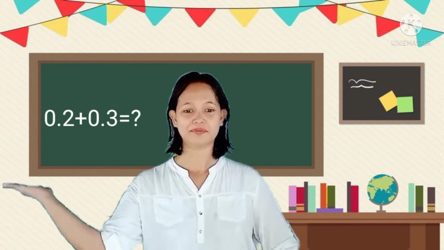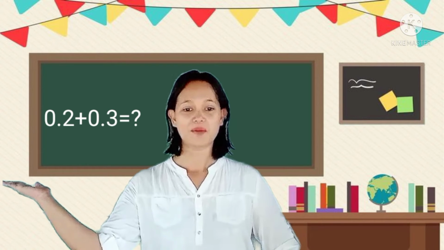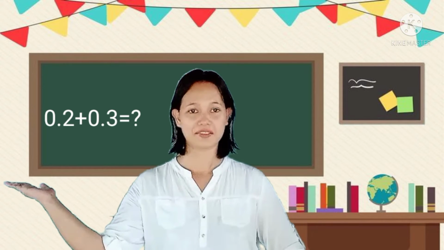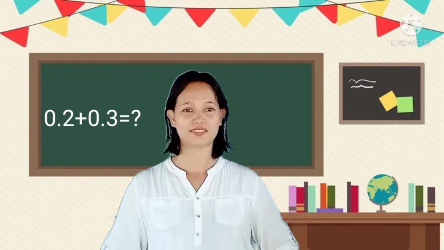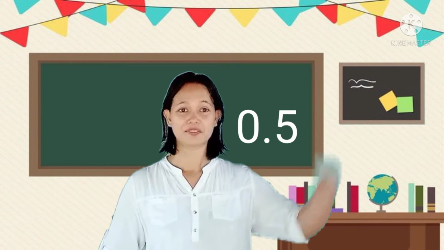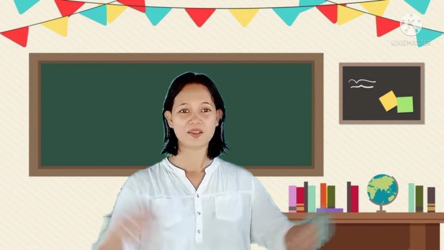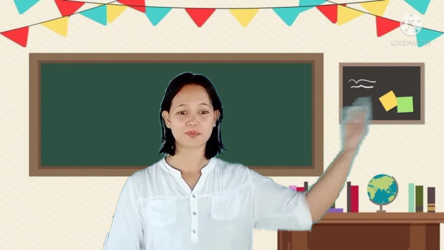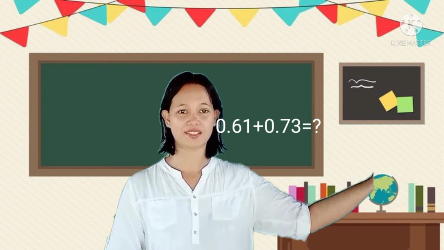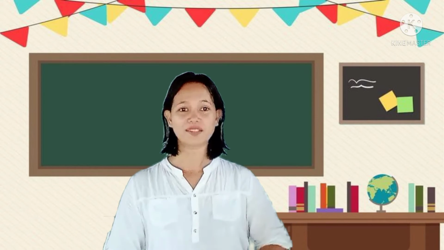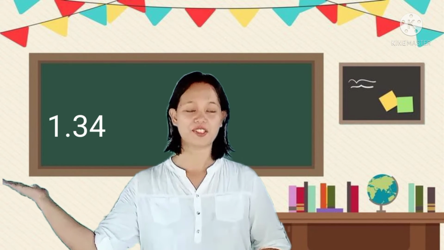Number 1. 0.2 plus 0.3. What is your answer? 0.5. You're right. What about number 2? 0.61 plus 0.73. What is your answer? 1.34. You're right. What about number 3?